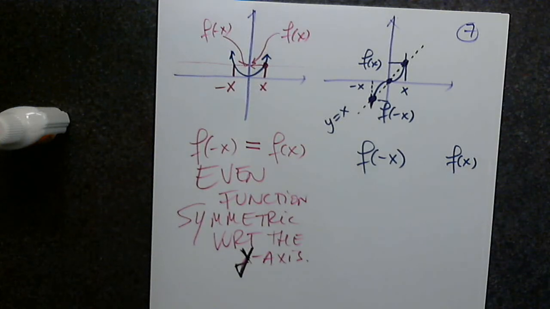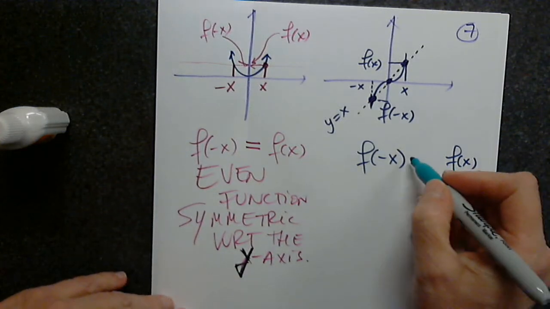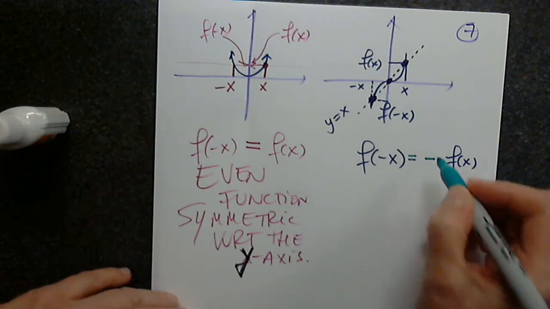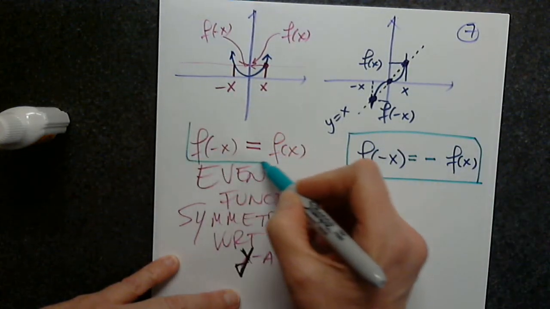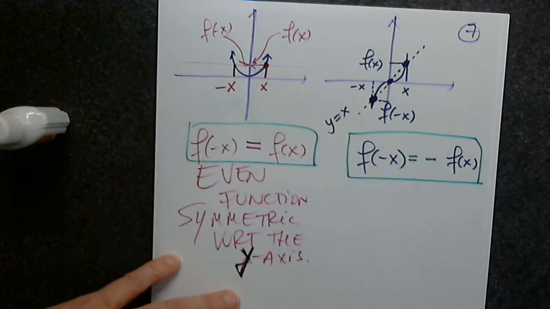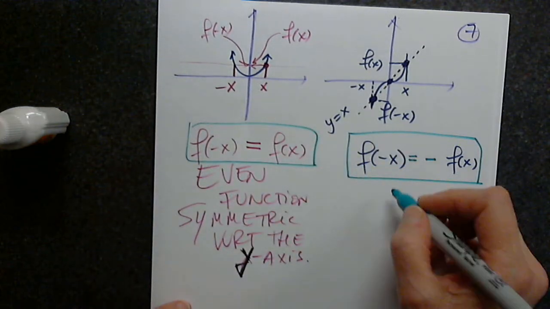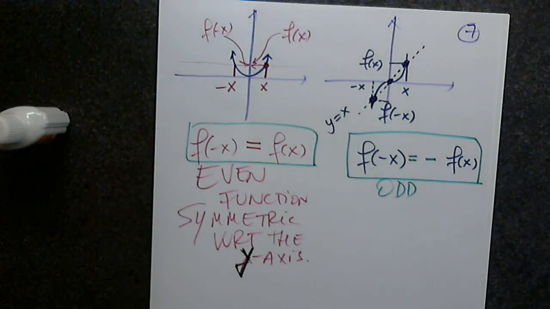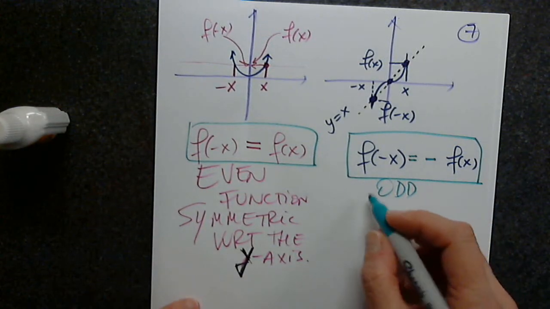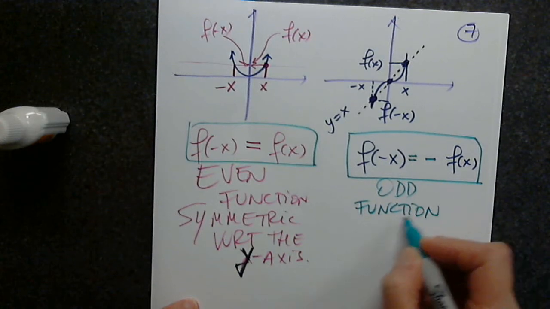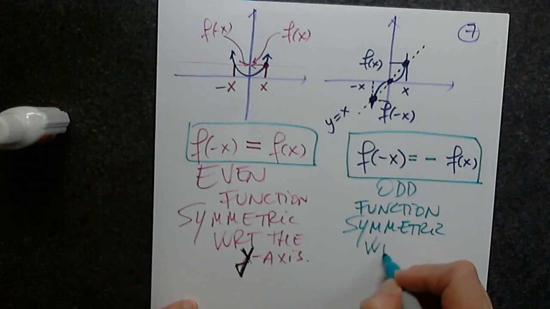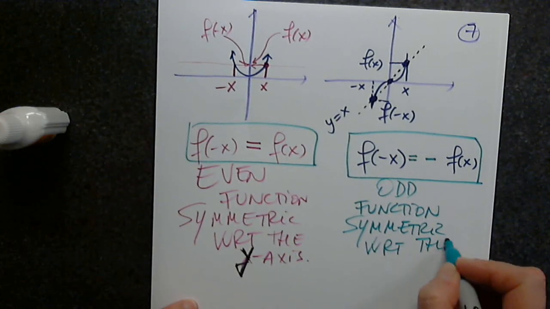So f of negative x equals the opposite of f of x. The function is odd. It has nothing to do with odd numbers. And it's symmetric. Function symmetric with respect to the origin.